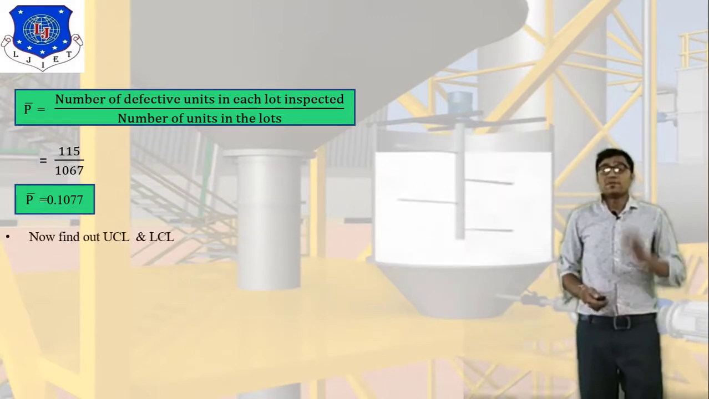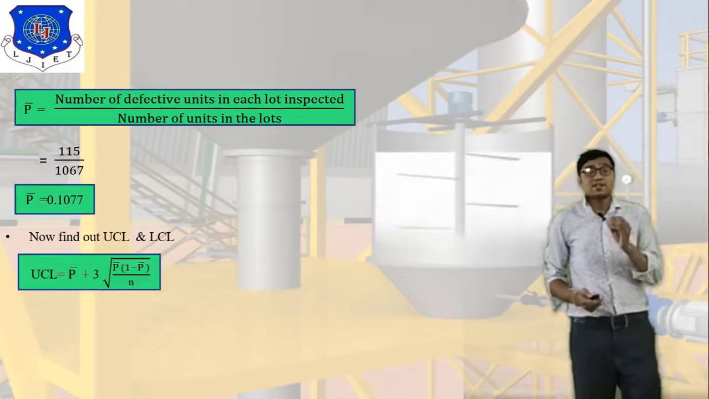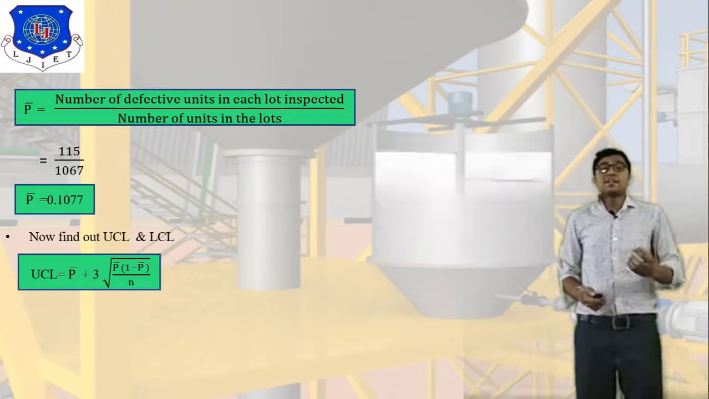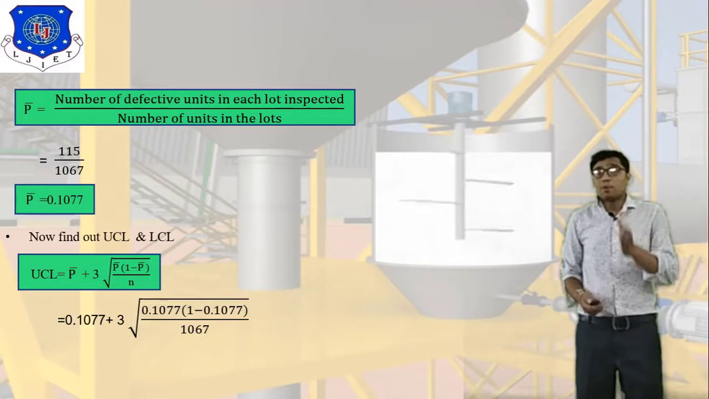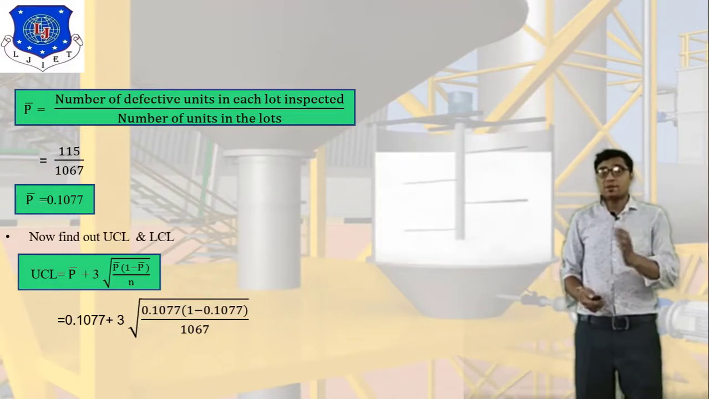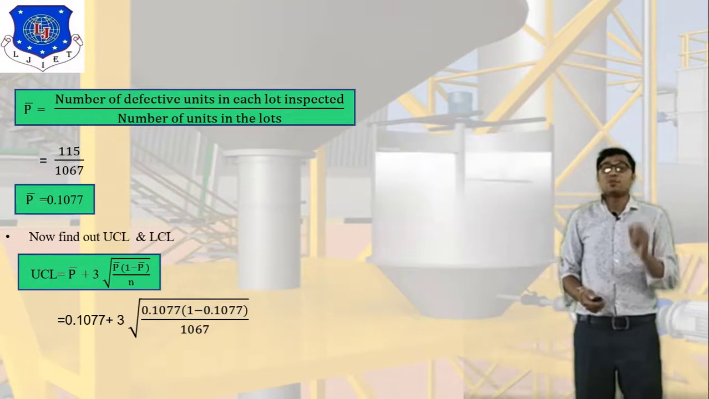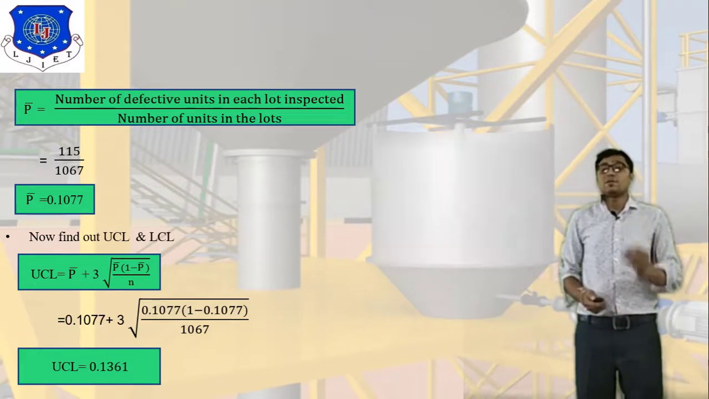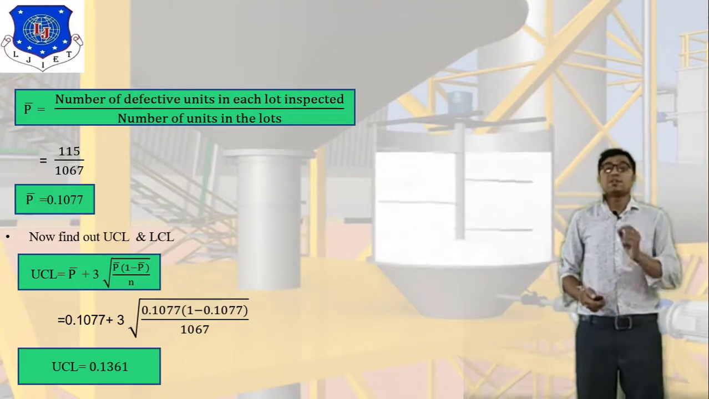Now you need to find out UCL, upper control limit, and lower control limit for the P chart. UCL is equal to P bar plus 3 under root of P bar into (1 minus P bar) divided by N. P bar we have already found in step number 1. Put the value of P bar: 0.1077 plus 3 under root of 0.1077 (1 minus 0.1077) divided by 1067, where 1067 is the number of units in the lot. So UCL is equal to 0.1361.